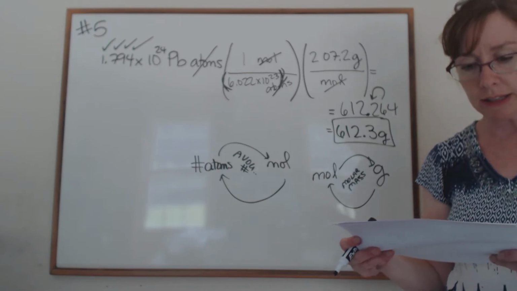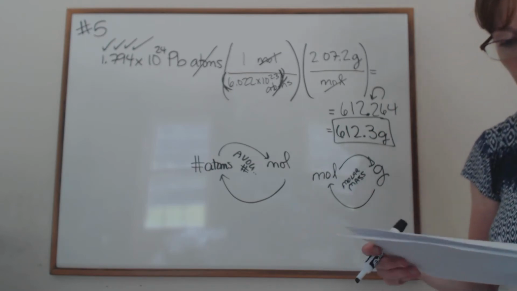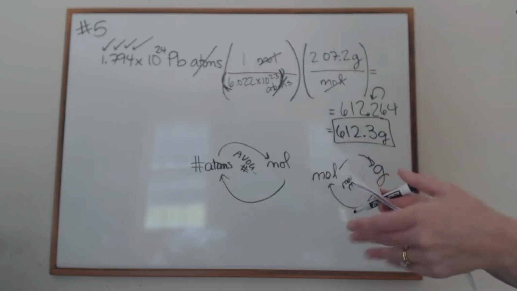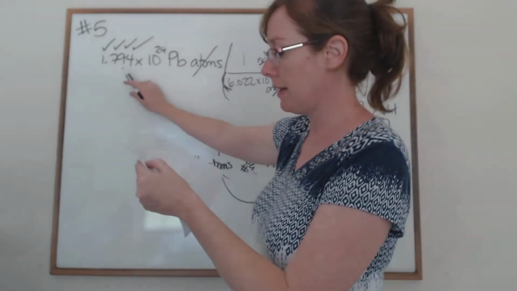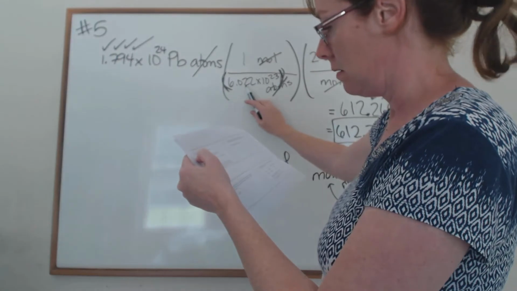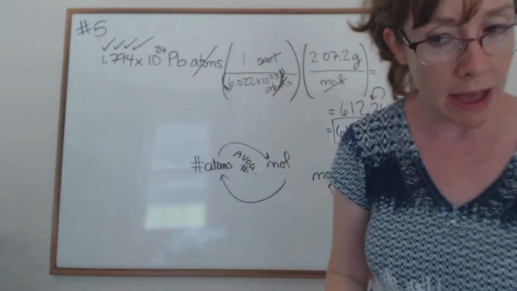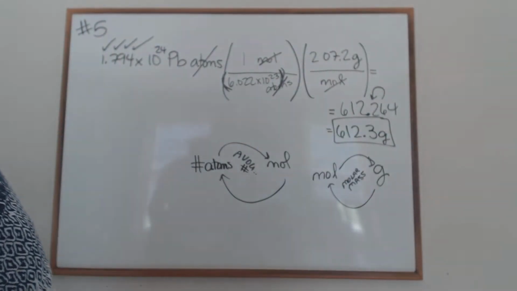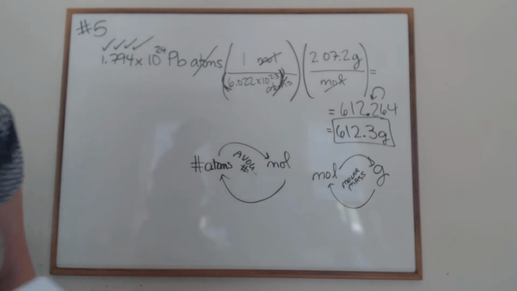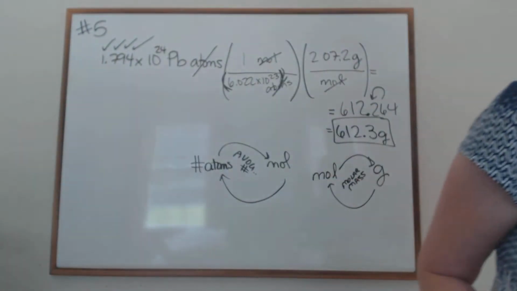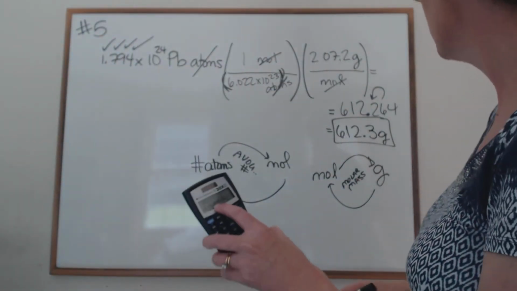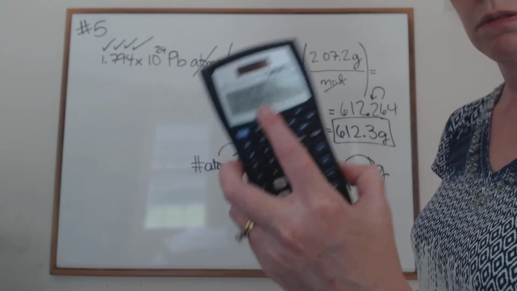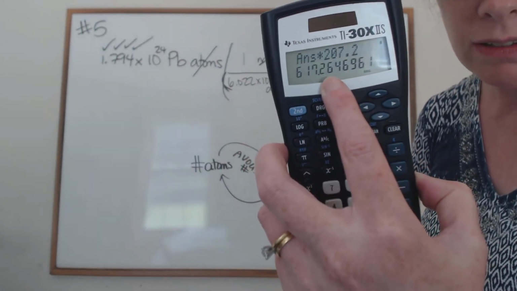I just looked at it and it says 617.3. So I have a mistake. Let me track down my mistake. 1.794. Did I get the molar mass written for lead correct? 207.2. So let me just check. Oh, no, I'm just being goofy. I do have 617.3. I don't know what's wrong with me.